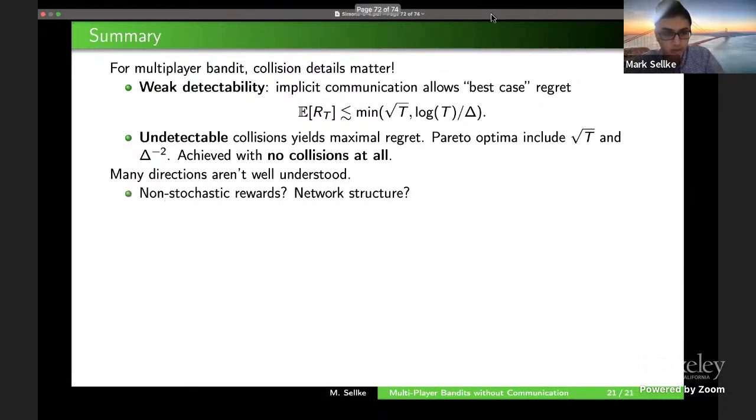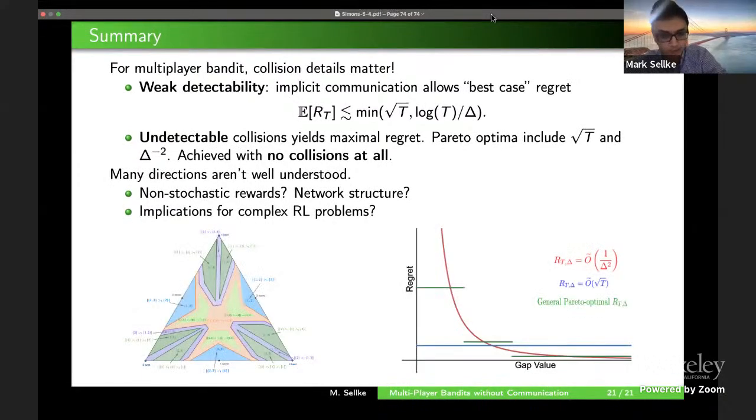There are a lot of directions that aren't so well understood. Adversarial rewards are still posing some issues. You can make up all kinds of richer feedback structures, and you can think about what this might have to say for RL. Here's a picture of the final algorithm and the Pareto optimal regret curves I discussed at the end. Thanks very much, and let me know if you have any final questions.